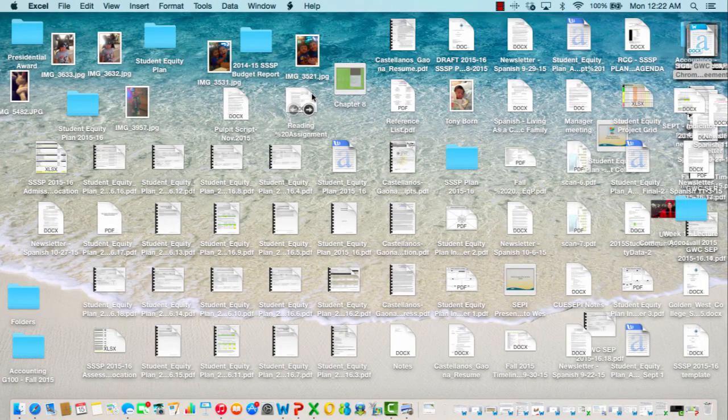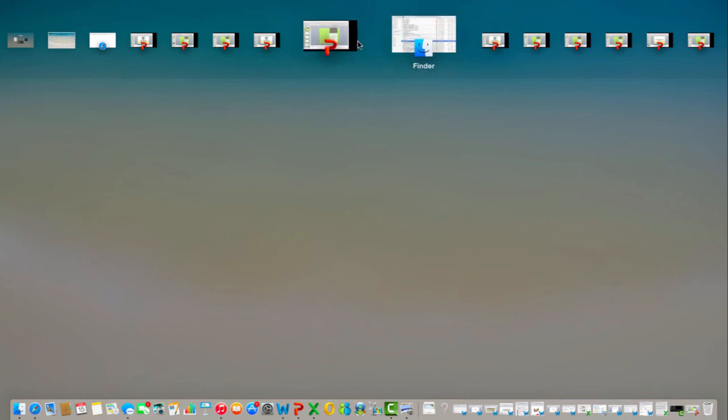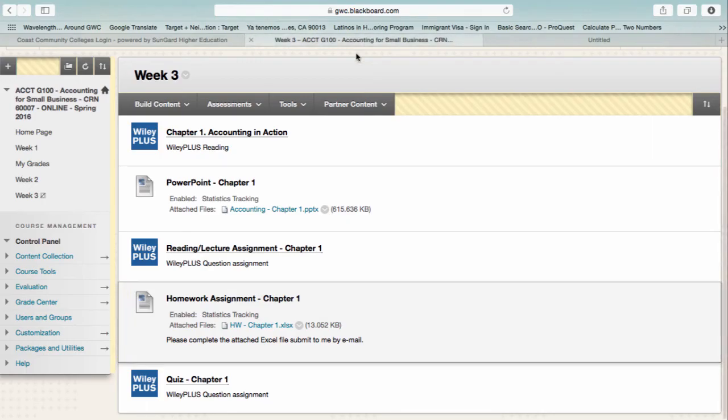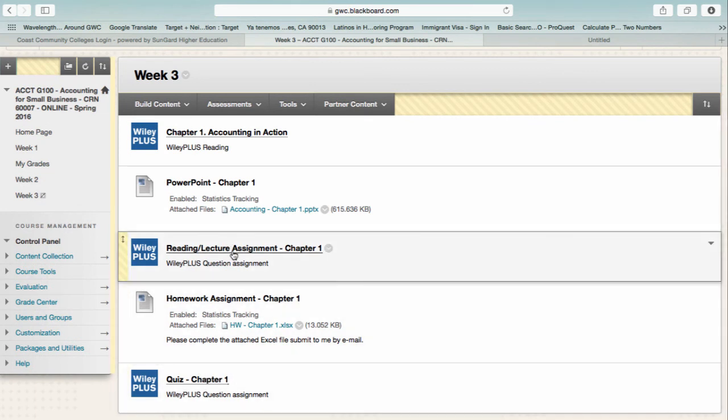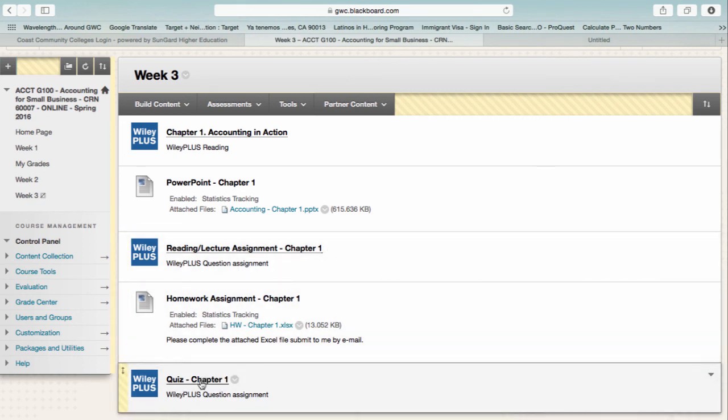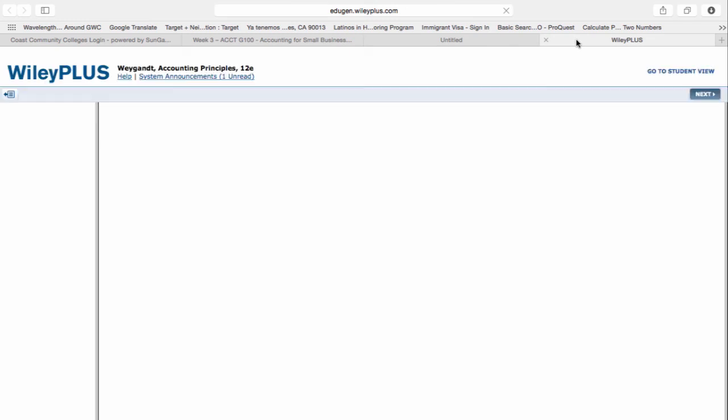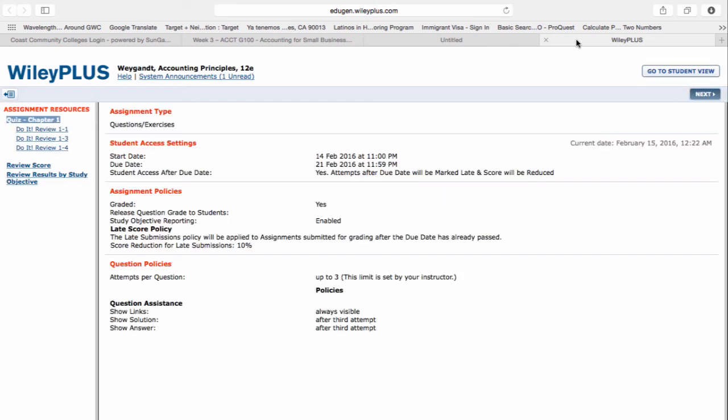Okay, and then the last thing that you got to do is your quiz. I give you a quiz right here. And what you got to do, just like the reading and the lecture assignment, is click it. Okay, you're going to click it, and it's going to open up a new page for Wiley Plus. Many of you were having issues, saying that it's not loading. I'm going to say it once again. Make sure that your pop-up blocker is off, or it's going to take you into a loop and take you back to the page where you were before. If you see this page, then you are good to go.